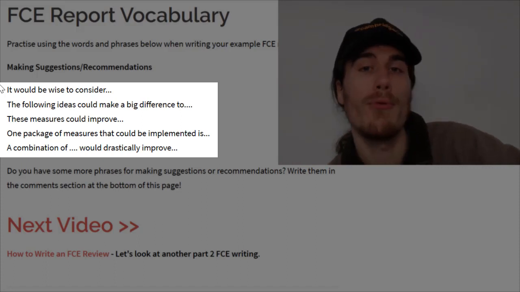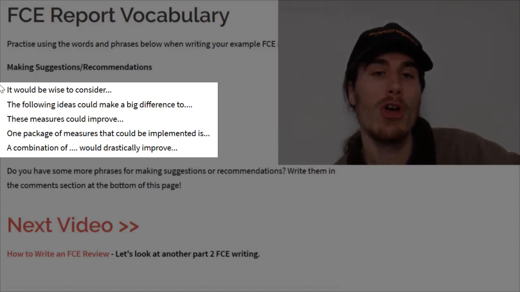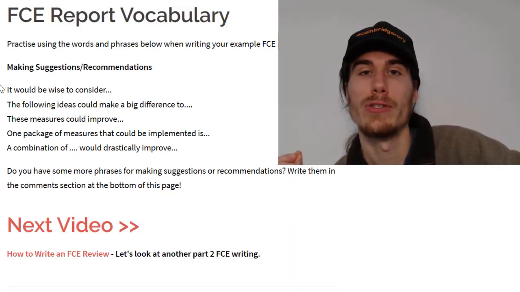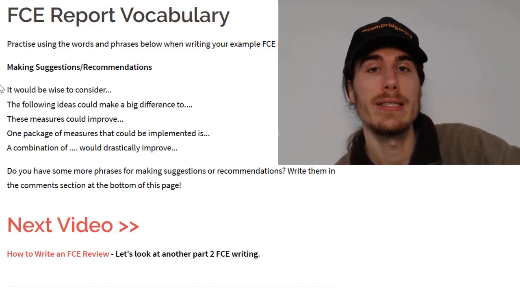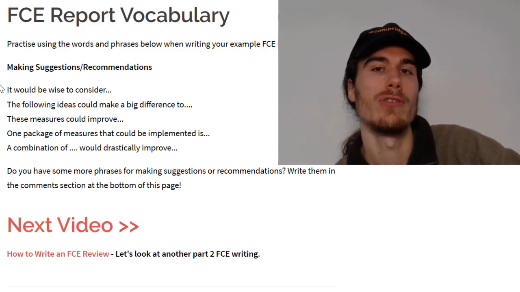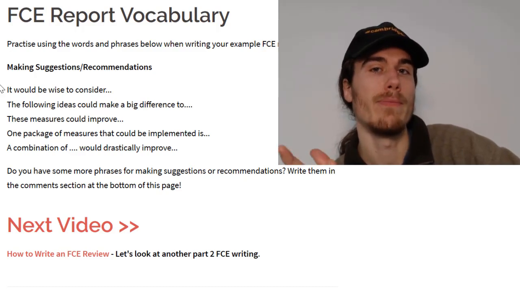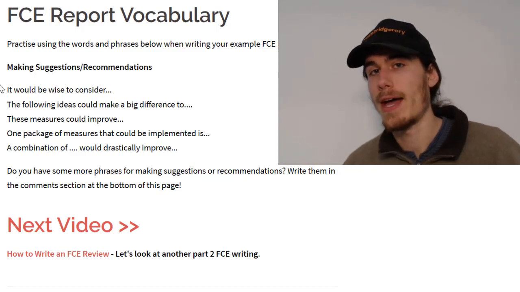These measures could improve. Talking about some points that you've made before. One package of measures that could be implemented is. A combination of would drastically improve. So this is conditional style sentences, hypotheticals. If you do this, this will happen. So make sure you study first conditional and the other conditional sentences, because they can be really useful for making recommendations or suggestions.